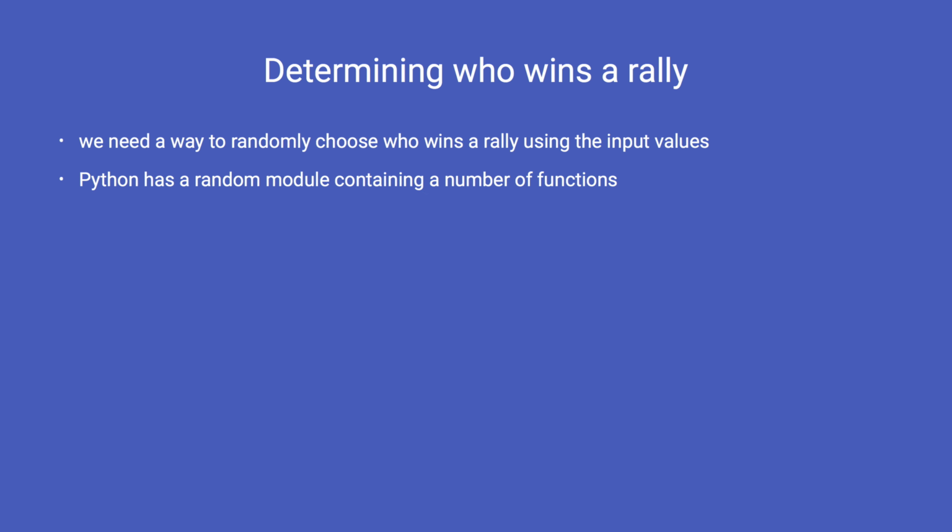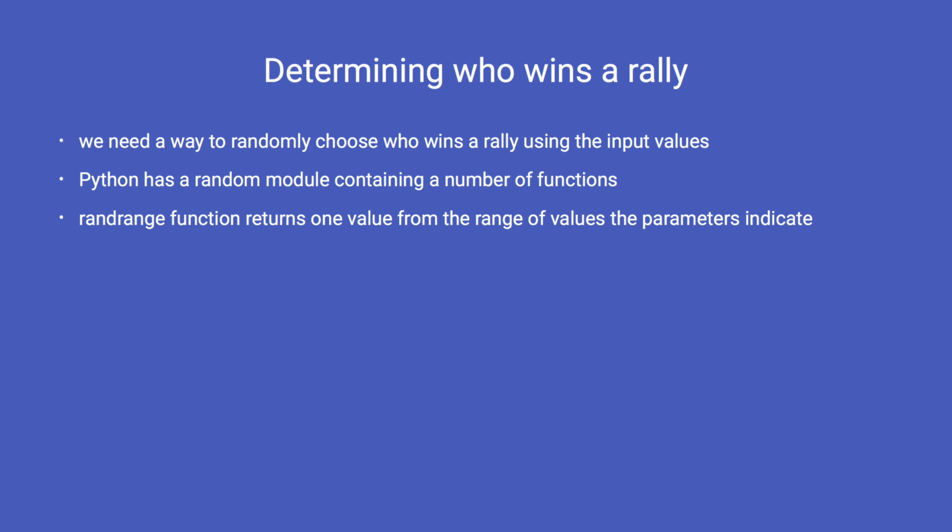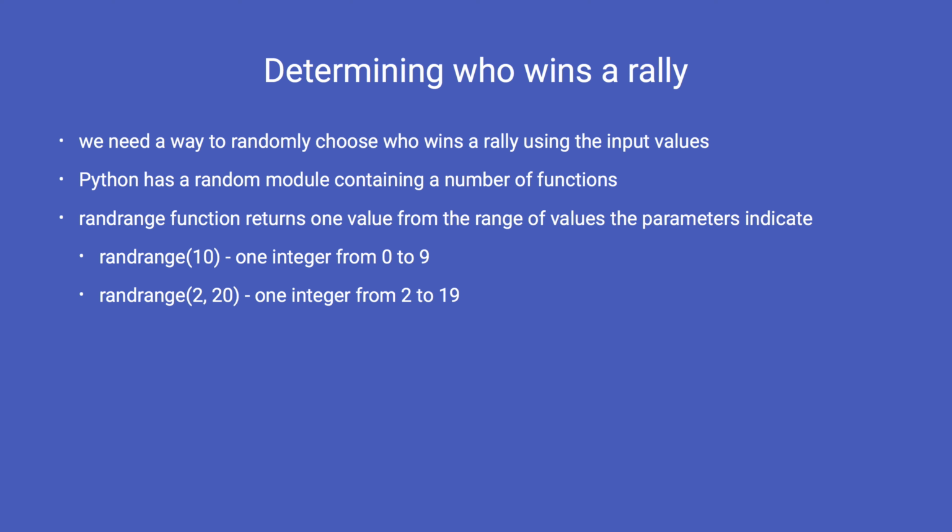Python has a random module containing a number of functions. We'll discuss two of those functions here. The randrange function returns one value from the range of values the parameters indicate. Parameters have the same meaning as they do for the range function. randrange of 10 returns one integer from 0 to 9. randrange of 2, 20 returns one integer from 2 to 19. randrange of 2, 20, 4 returns one integer from the set 2, 6, 10, 14, and 18.